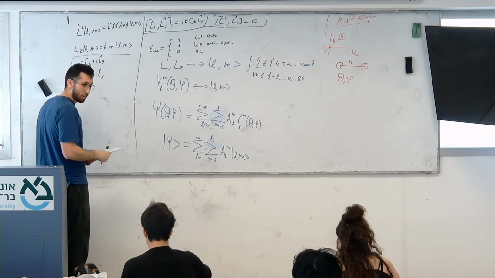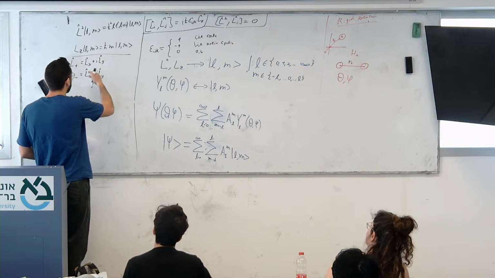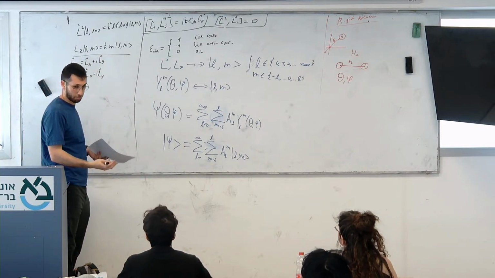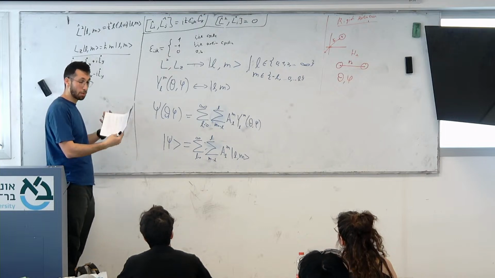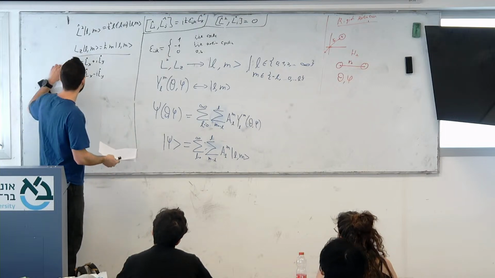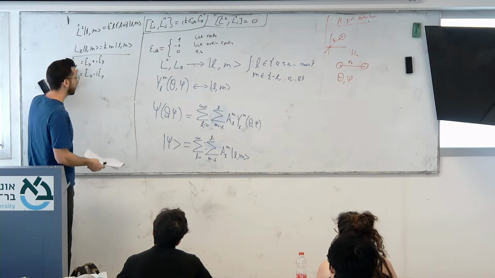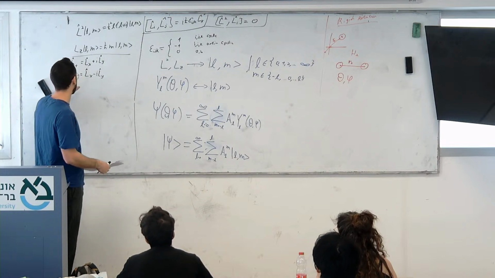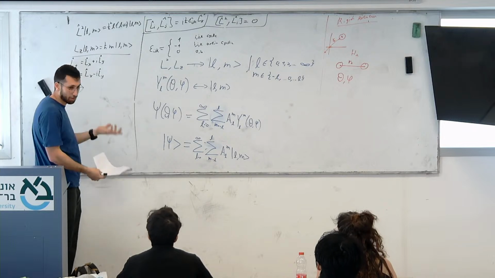This is like magic that it works so nicely. First of all, because Lx, Ly and Lz are observables that we can measure, they are Hermitian. But here we see that L plus and L minus are not Hermitian, because L plus dagger is equal to L minus, but it's not equal to itself. They are different from each other.